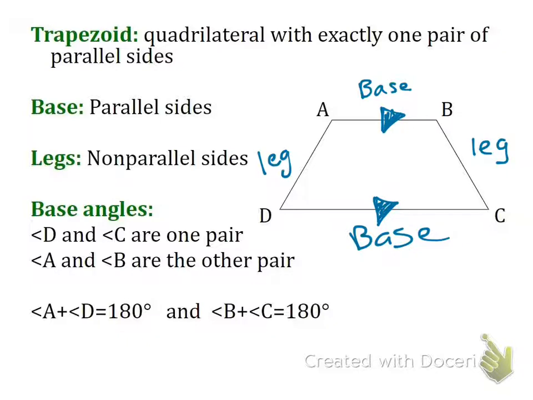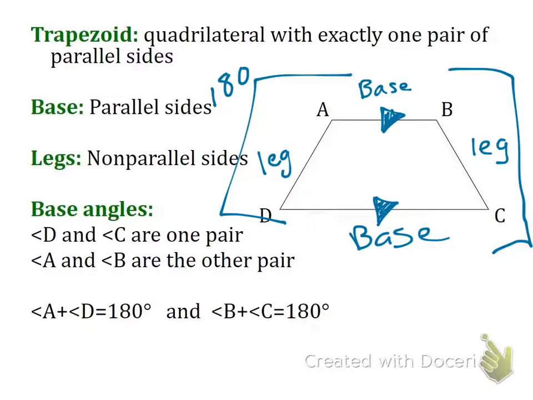This is what we're going to be doing more of: down here, angle A plus angle D is going to add up to 180. Do you guys remember that with parallelograms? So the consecutive angles along a leg add up to 180. Also, A and B are a pair of base angles, and C and D are a pair of base angles. We're not going to use that a ton. What's important is that those angles add up to 180.